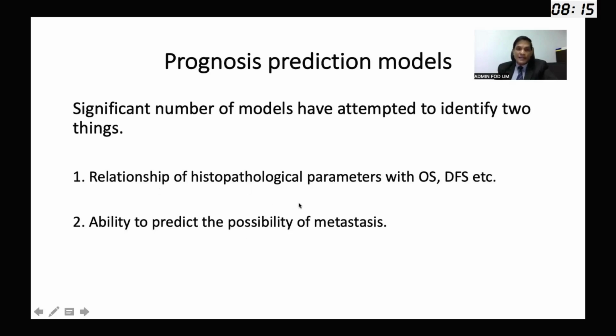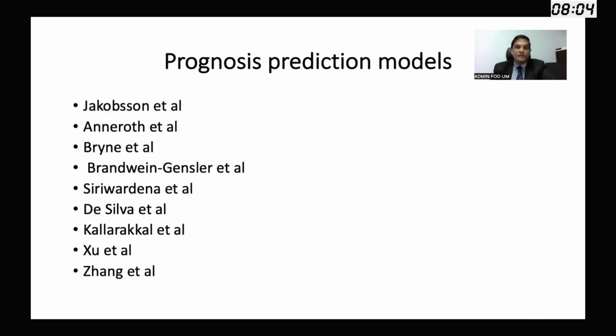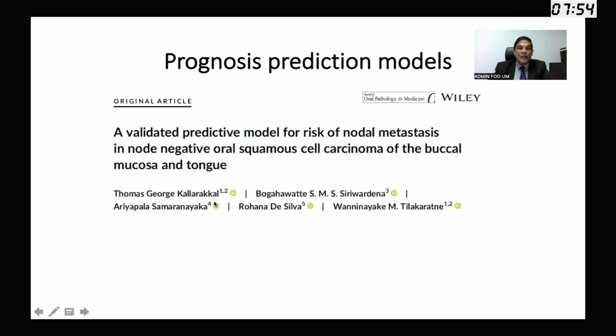These models try to establish the relationship between histopathological parameters and overall survival, and they have the ability to predict the possibility of metastasis. So these are the prediction models. You can see some of them now: Sirvadan et al., De Silva et al., and Kalarakal et al. They are models from my team.